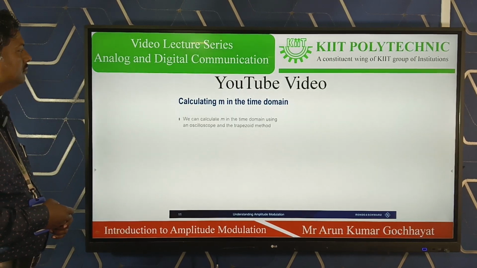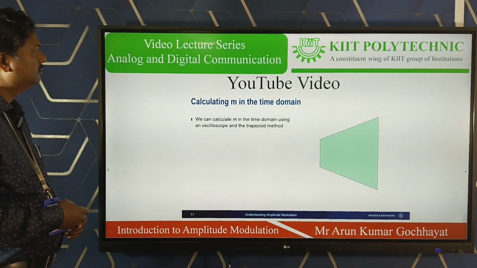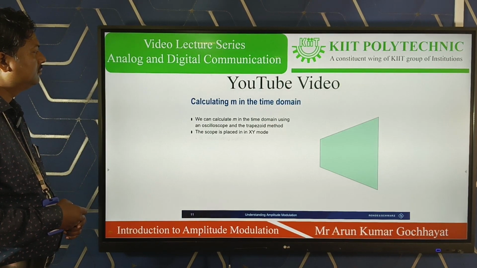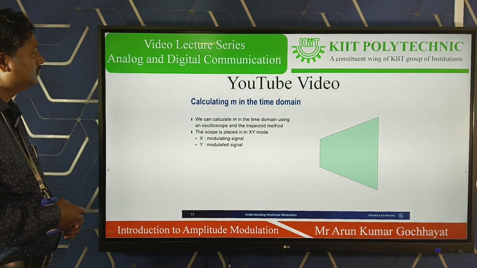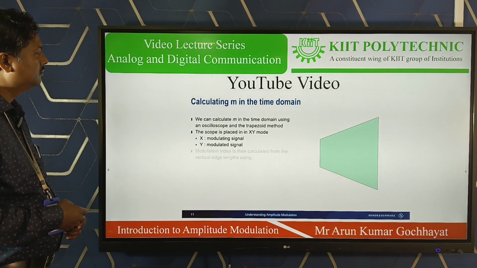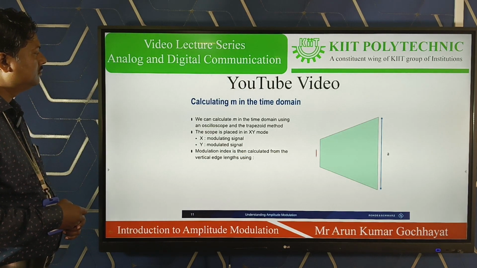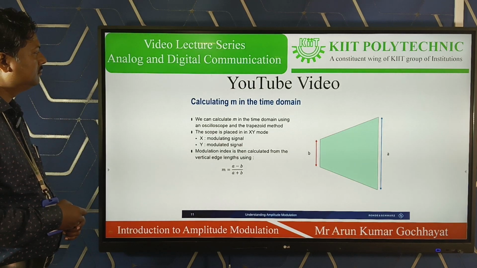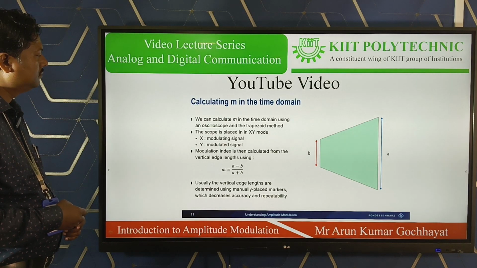In the time domain, we can calculate the modulation index M using an oscilloscope and the so-called trapezoid method. This is done by placing the scope in XY mode, with X being the low frequency modulating signal and Y being the AM modulated RF signal. This causes a trapezoid to appear on the scope display, and modulation index is calculated using the lengths of the two vertical edges, A and B, as well as a simple formula. Scopes generally don't have an automatic measurement functionality for AM modulation depth, and the edge lengths must be determined using manually placed markers. This can decrease measurement accuracy and reliability.